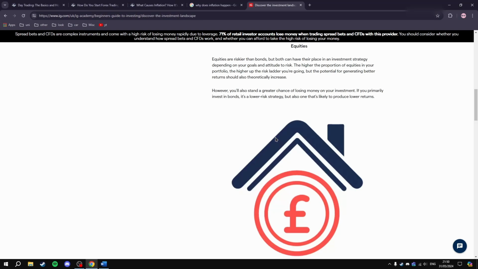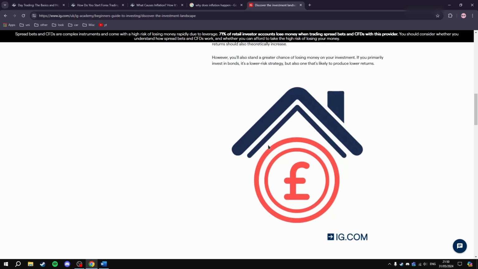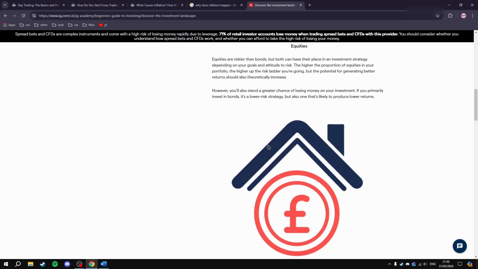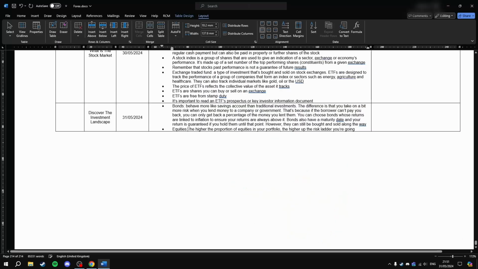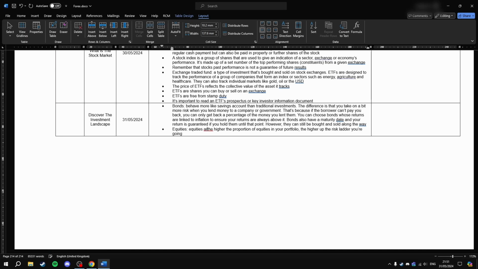But the potential for generating better returns should also theoretically increase. However, you also stand a greater chance of losing money on your investment. If you primarily invest in bonds, it's a lower risk strategy, but also one that's likely to produce lower returns. Equities are shares.